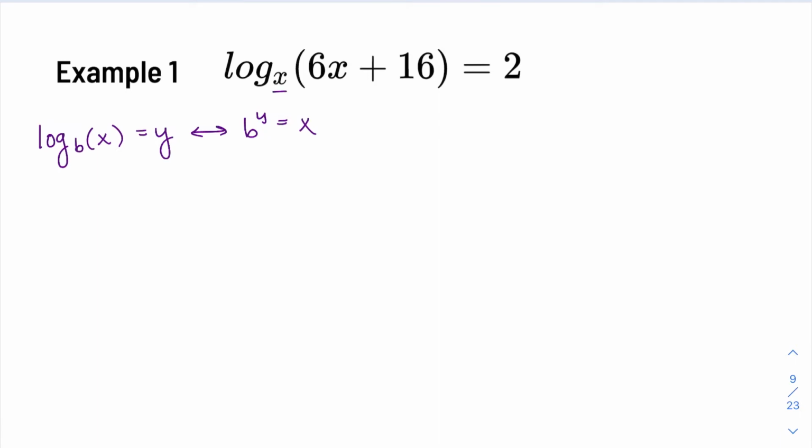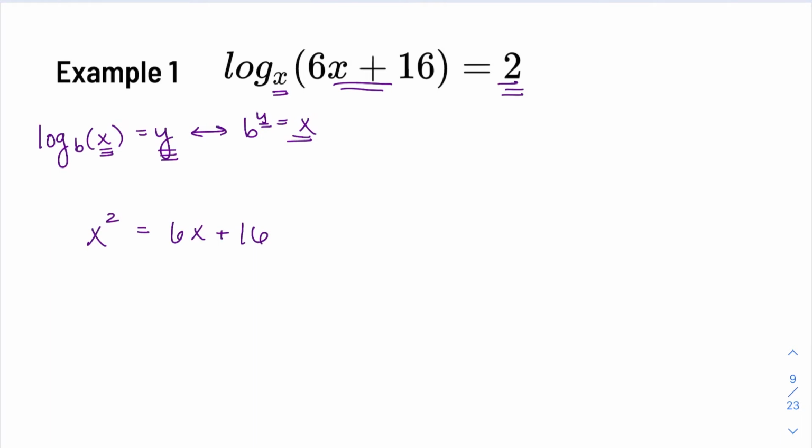But we have our base is x, right? Our base stays the same. Our output, which is 2 here, becomes our input. So it's x squared equals our input of our log becomes our output of our exponential equals 6x plus 16. That's just a quadratic, right? Honestly, the only thing I'm teaching you with any of these strategies is the first couple of steps. Everything else is algebra 2 or algebra 1 level.